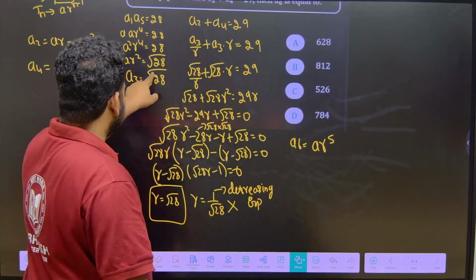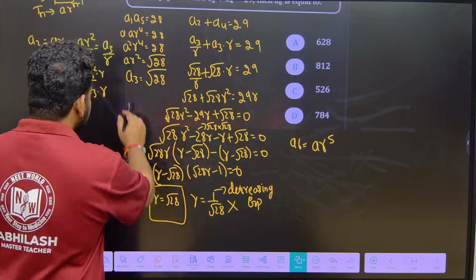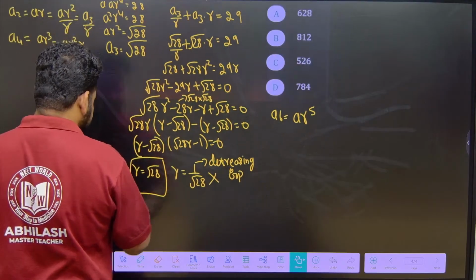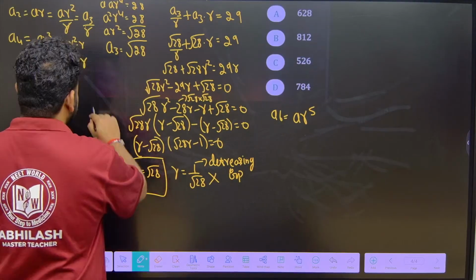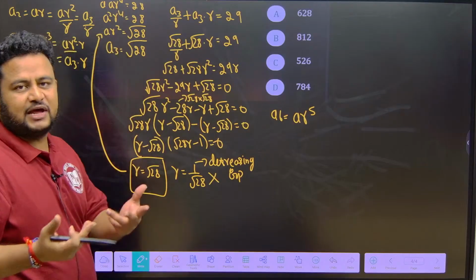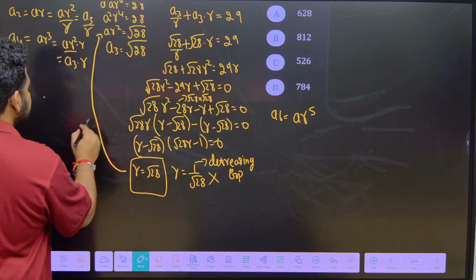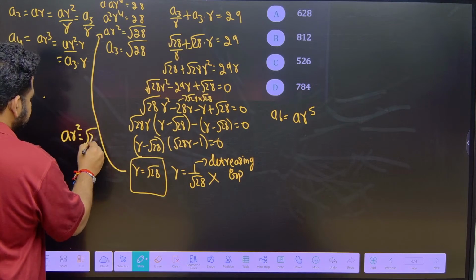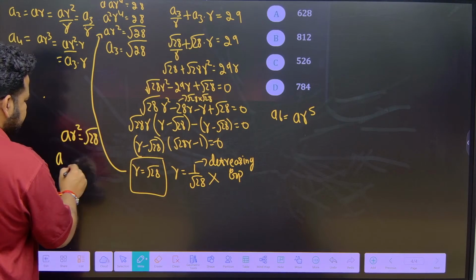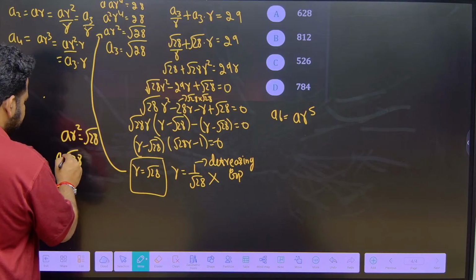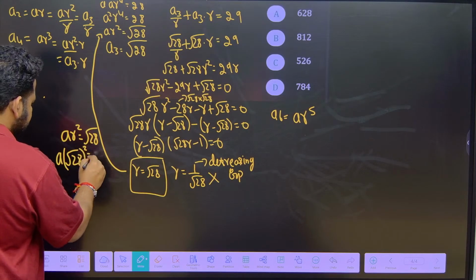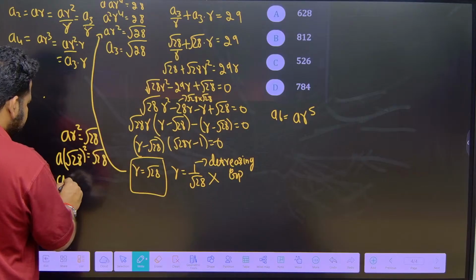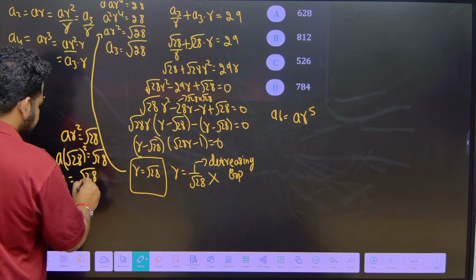But what about A? A we don't know. So here, for r is equal to square root of 28, this r is equal to square root of 28, I can put it here, then I can find out the value of A. So A3, that is AR square, is given as square root of 28. So A is equal to what? Square root of 28 whole square. Square root of 28 whole square is equal to 28. So this will be equal to what? This will be equal to square root of 28 by 28.